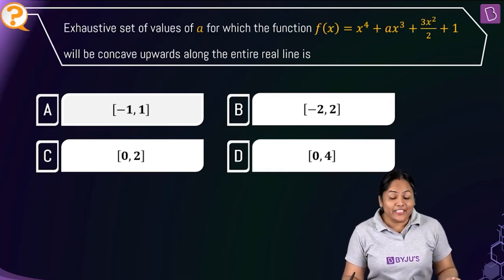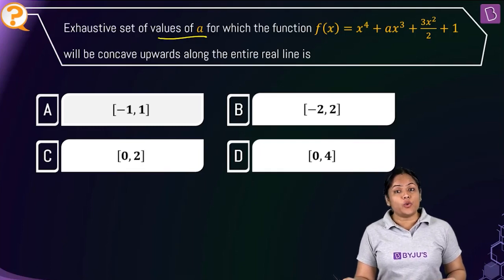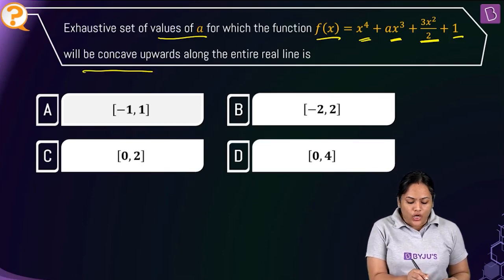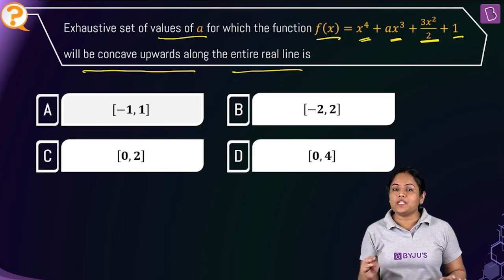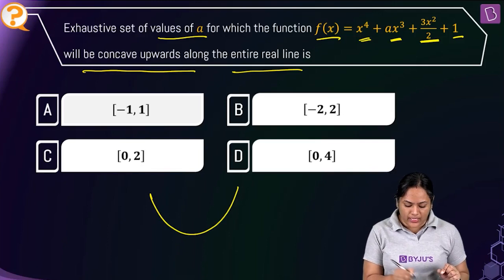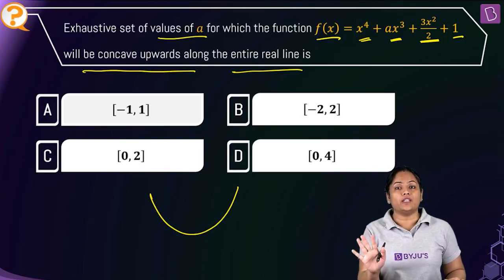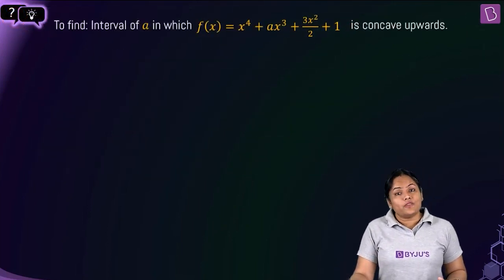Moving ahead, here they are asking for the set of values of a for which the function f(x) = x^4 + ax^3 + 3x^2/2 + 1 will be concave upwards along the entire real line. That means for all real values of x, this graph should always be concave upwards. There should be no change in its concavity. Perfect. How are we going to solve this?